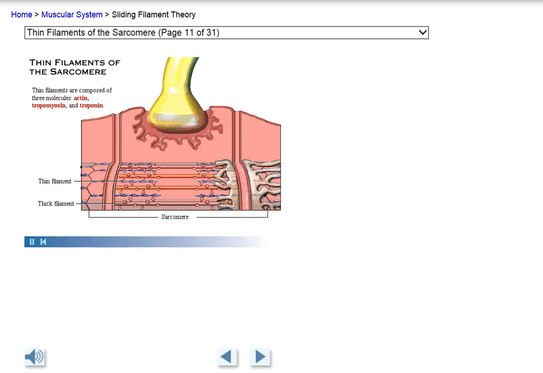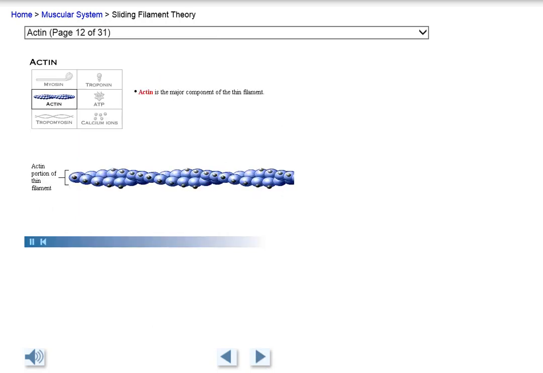Now that we've examined the structure of thick filaments, let's look more closely at thin filaments. Thin filaments are composed of 3 molecules: actin, tropomyosin, and troponin. Click a thin filament to examine the arrangement of these three molecules. Actin is the major component of the thin filament. The actin portion of the thin filament is composed of actin subunits twisted into a double helical chain. Each actin subunit has a specific binding site to which the myosin head binds.